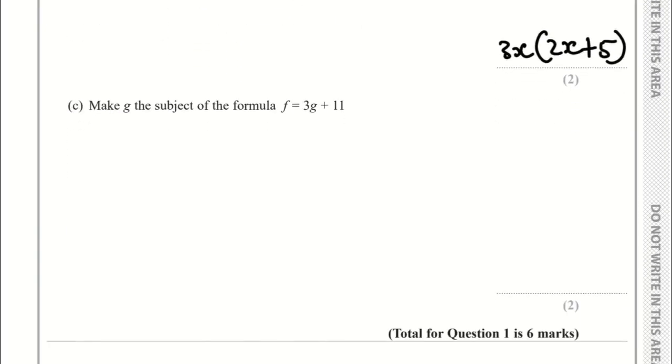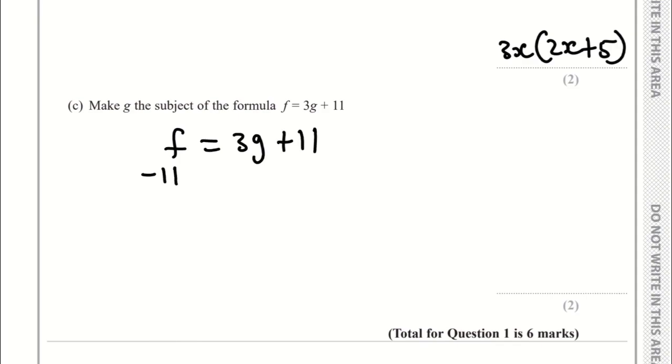C says, make G the subject of the formula. So F is equal to 3G plus 11. If you are to make G the subject, G has to stay alone. First of all, let's remove the plus 11. Let's take away 11 from both sides.